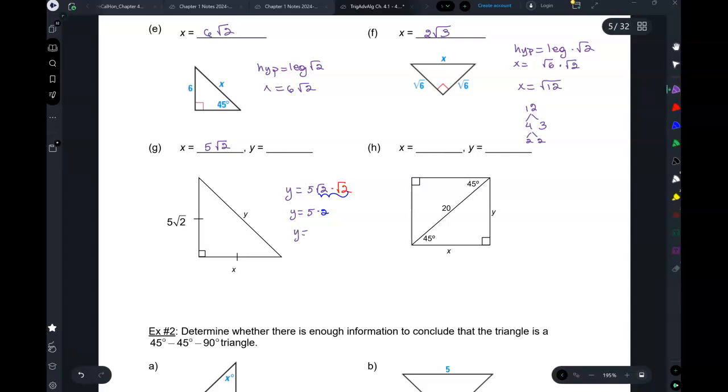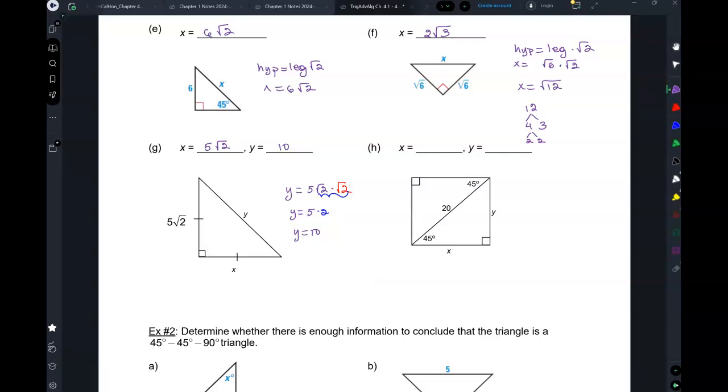Y equals 10. So remember, root 3 times root 3, how much? It's root 9, which is a 3, right? So how much is root 11 times root 11? 11, right? So how much is root 12 times root 12? 12. If I have root table times root table, table, right? Root chair times root chair, chair. Okay? All right.